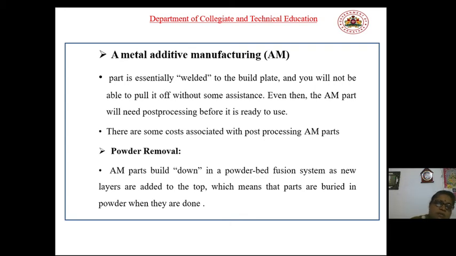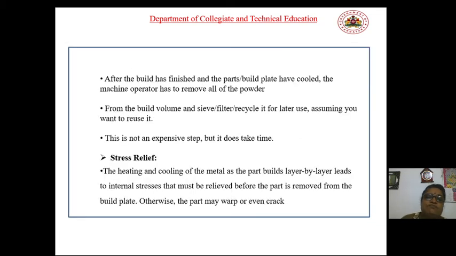So here, the first thing is powder removal. AM parts are built down in a powder bed fusion system as new layers are added to the top, which means the parts are buried in powder when they are done. Thereby the powder particles which are not fully utilized will be left out, and that has to be removed from the build bed.